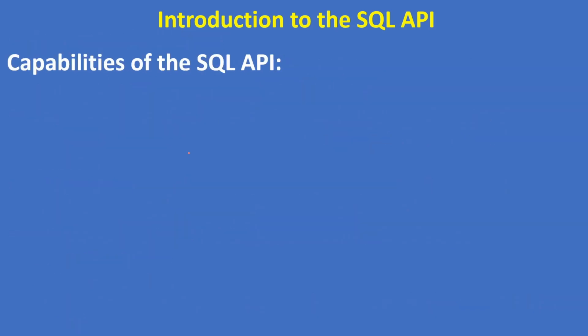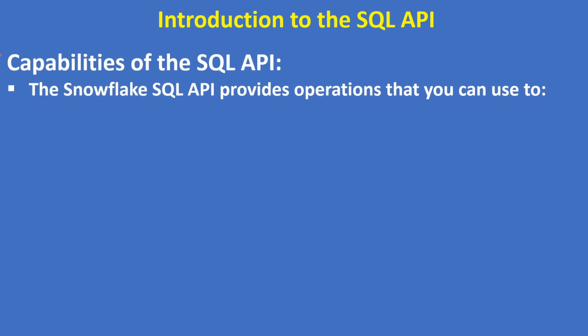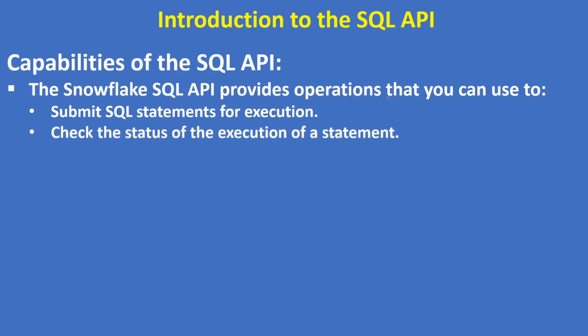So, the capabilities of the SQL API. The first one is that the Snowflake SQL API provides operations that you can use to submit SQL statements for execution. Here, the SQL statements could be a select statement, a merge statement, an insert statement, an update statement, or a delete statement. Another capability is to check the status of the execution of a statement.